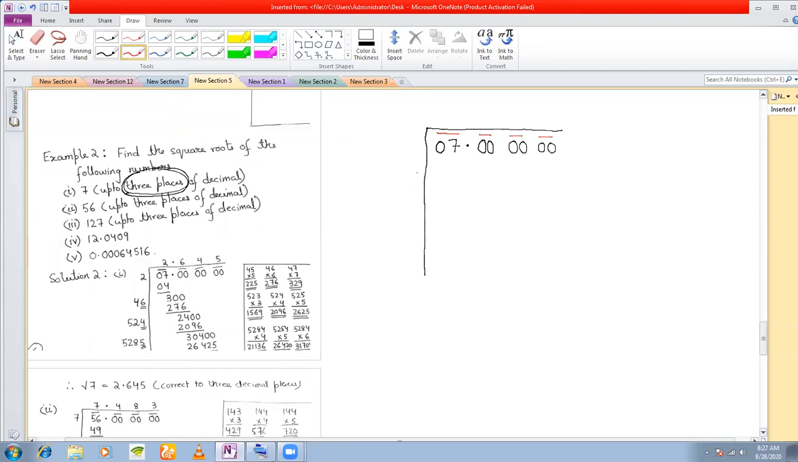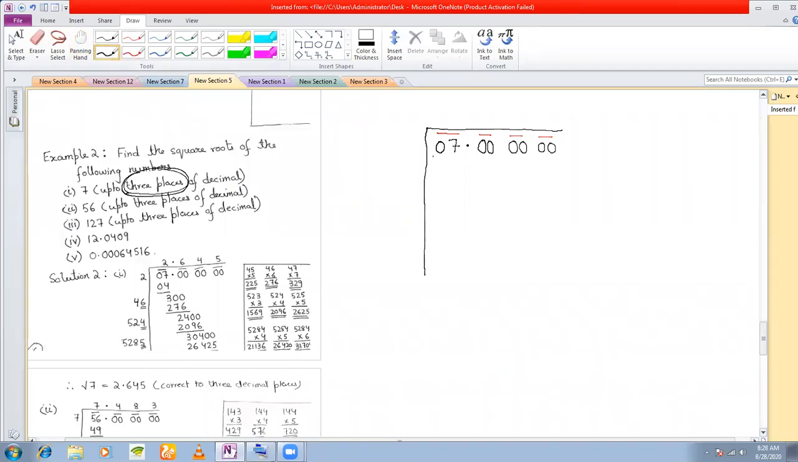Is this absolutely clear? I want you to be very clear with this. If you want to find out the square root till 3 places of decimal, you will have to take 3 pairs of zeros. If you want to find out till 2 places of decimal, you have to take 2 pairs of zeros. So tell me whether this is clear or not. Yes, sir. So now we proceed.